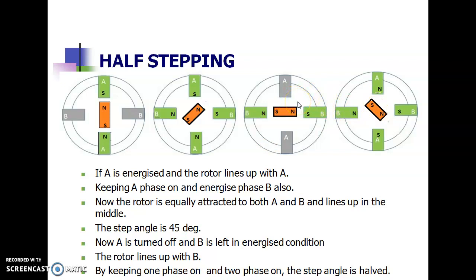What we are getting in the full step process is the full step angle. Here the rotor is going to lie in between, and by that we are getting the half step angle. This is called the half stepping process.